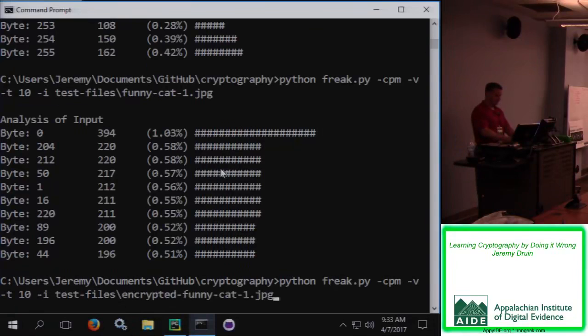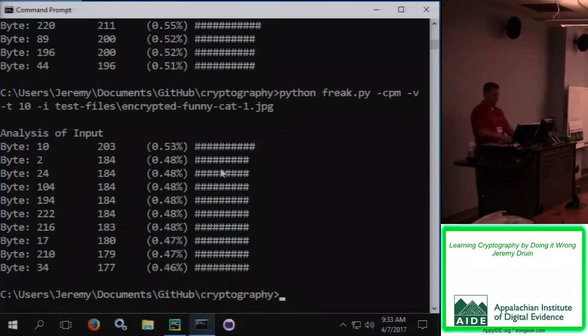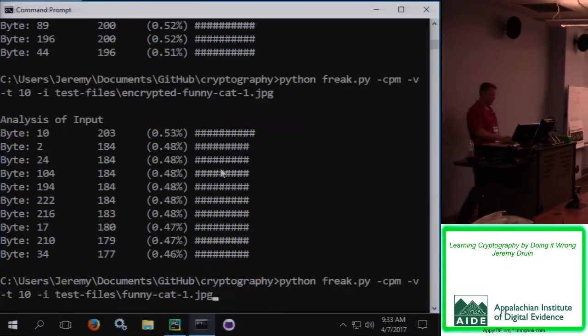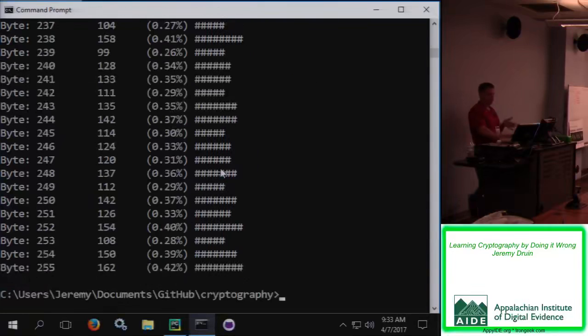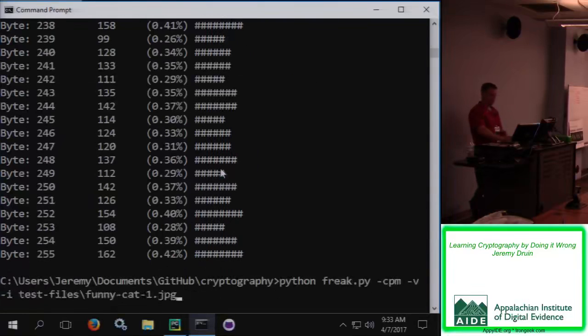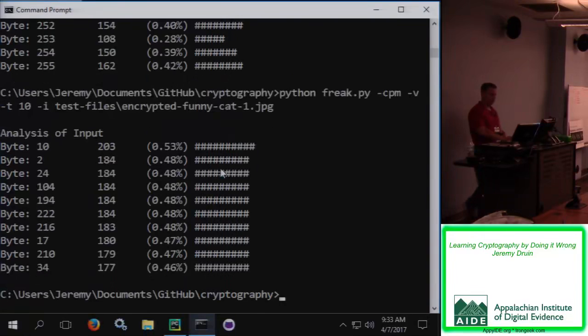And then we'll change over to the encrypted file. Notice how everything smooths out. That big tail that was there earlier got spread out. Whoops, went too far. It got spread out over the other bytes, so everything got a lot smoother.